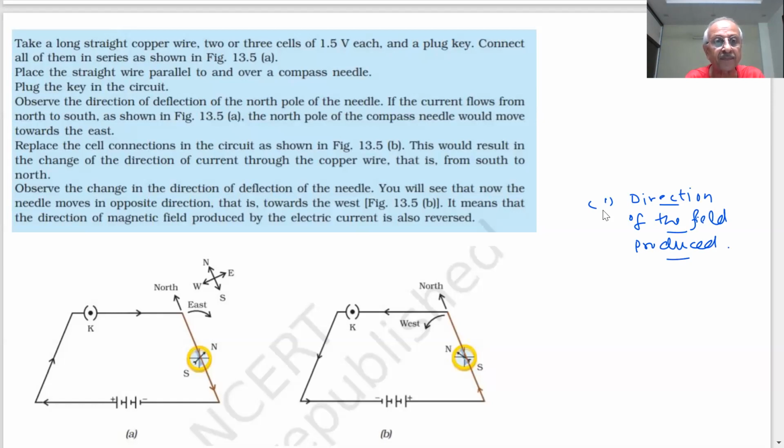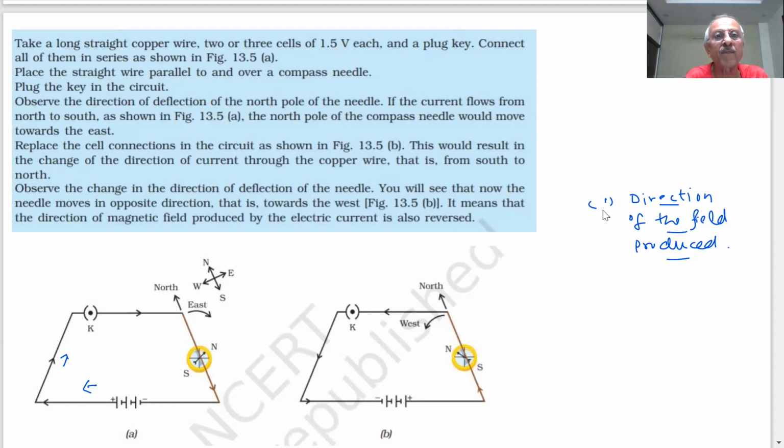You can see here we have a battery, and this is a conducting wire and key. In this case, as you can see, the current is flowing in this direction, from positive to negative of the battery terminal. Take a long straight copper wire and 2 or 3 cells of 1.5 volt each, and a key. Connect all of them in series.